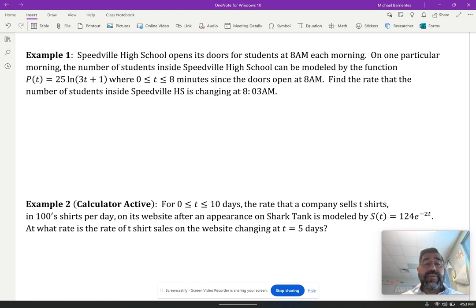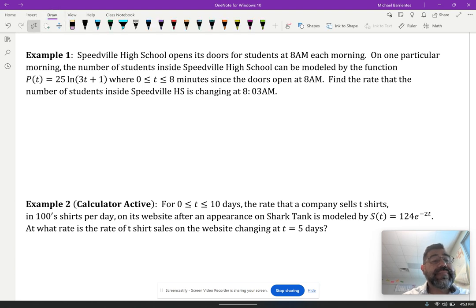Okay, so let's make sure we understand what we're given. We're given this formula, this function, and this function tells us the number of students inside t minutes since the doors open at 8 a.m. So you tell me how many minutes after 8 a.m. you're talking about, that moment, and this function is going to tell you how many people or students there are inside of the school. But it's only going to work for the first 8 minutes.